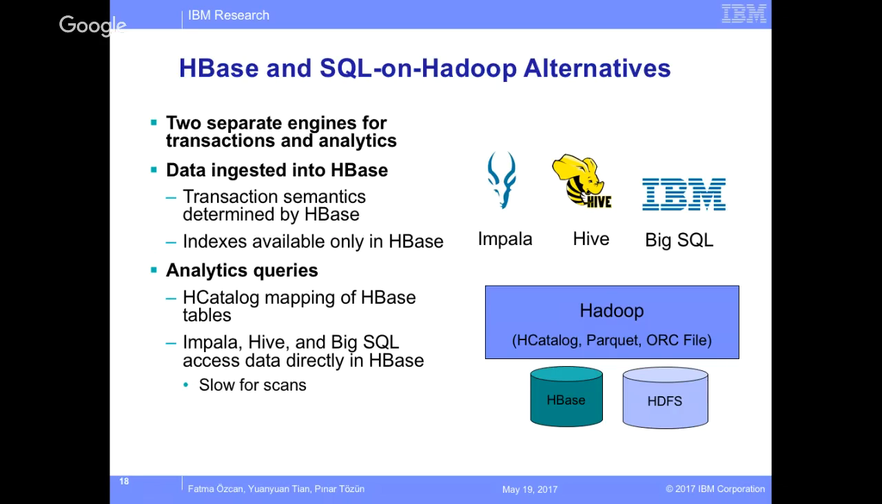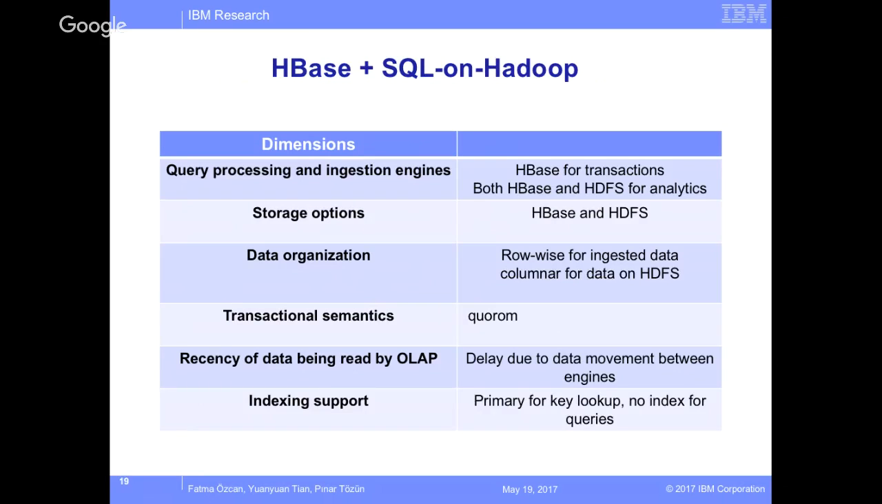So that's sort of it. If we look, this is a very loosely coupled solution where your transactions and OLAP engines are completely separate engines with separate storage options. And the data organization is also separate, row and column. These are completely different options.